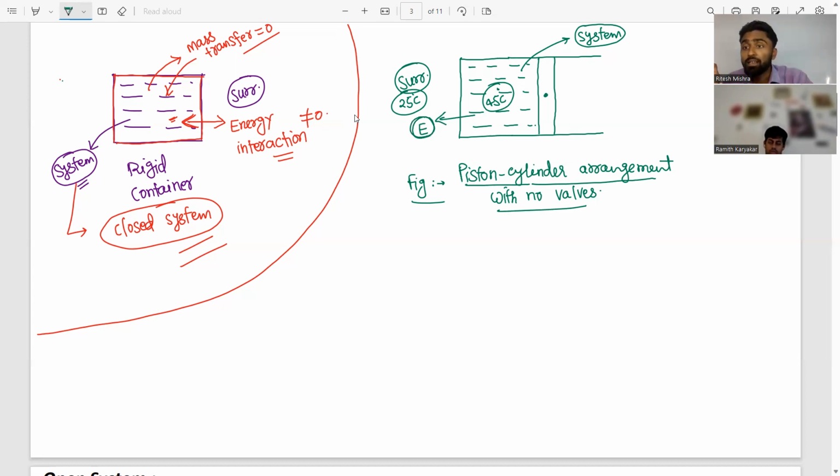But there is no mass transfer here because there is no valve present. So no mass transfer will occur between the system and the surrounding. So mass transfer will be 0.